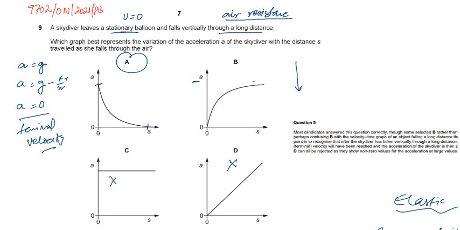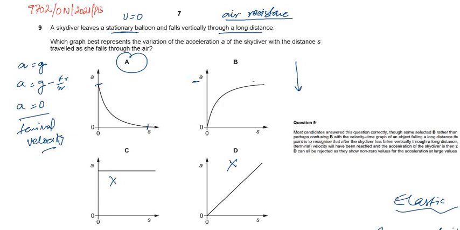So from this, we understood that the skydiver's initial velocity is zero, and through a long distance means air resistance is there. Which graph best represents the variation of the acceleration of the skydiver with the distance s traveled as she falls through the air?